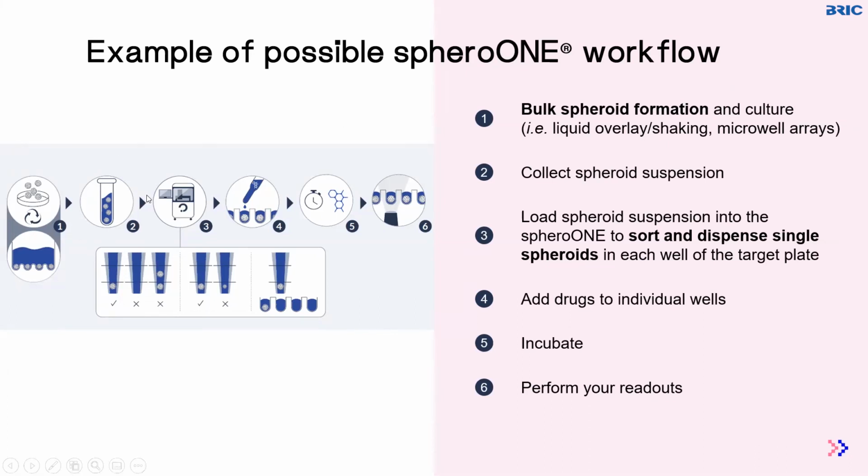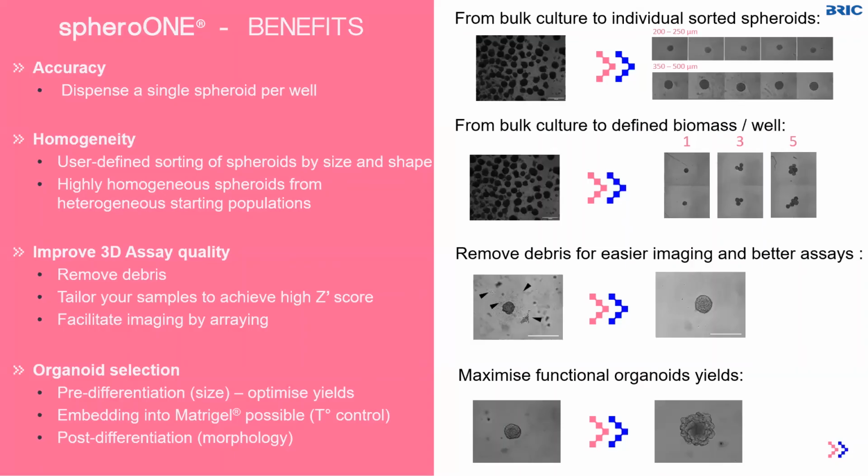Once you've prepared your spheroids, you then put them in suspension into the spheroONE, and then you start your isolation. You can then place them one in each of the target wells, and you can sort. So you can make sure that you select only the spheroids that contain the same feature, same size, or same markers, for example. This allows you to have very high accuracy. So you can start from a bulk culture and sort, for example, for spheroids that are between 200 and 250 micron. Here we sorted between 350 and 500 micron. You can control the biomass. So you can put one spheroid, but if you want to put, let's say, 3 or 5 spheroids per well, you can also do that.